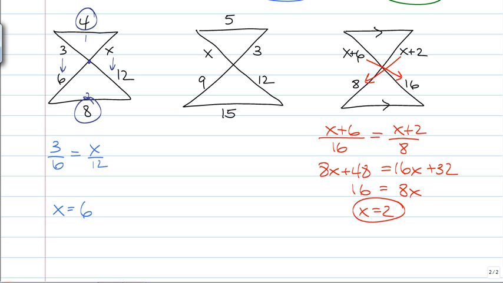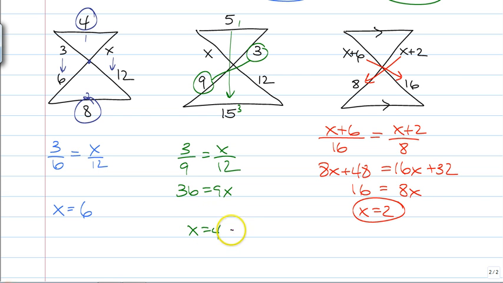Okay, same thing in the middle. Do you crisscross or do you just go straight down? So think about that for a minute. You need to crisscross because 5 over 15 is going to give you a 1 to 3 ratio. In order to get a 1 to 3 ratio, you need to do 3 over 9, not 3 over 12. So you're going to have 3 over 9 is equal to x over 12, which means you are going to end up with 36 is equal to 9x, giving you x is equal to 4.